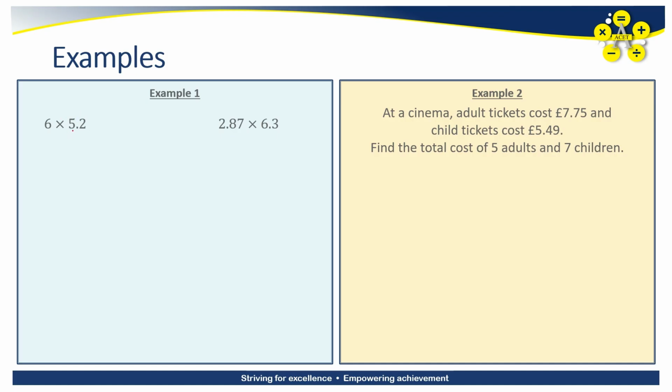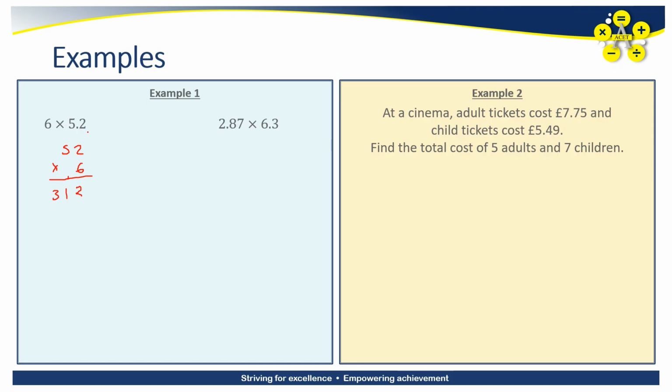What I'm going to do is just remove the decimal point. So instead of multiplying 6 by 5.2, I'm going to multiply 6 by 52. I'm going to use column for this example. 2 times 6, we know is 12. So I'm keeping the 2, carrying the 10. 5 times 6 is 30, with the spare one, gives me an answer of 31.